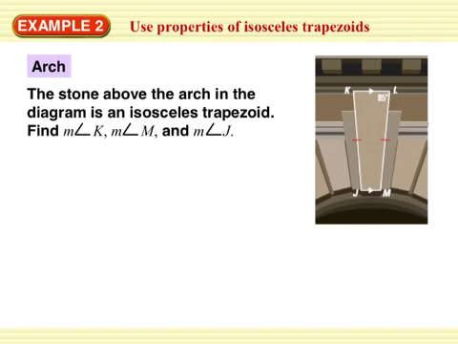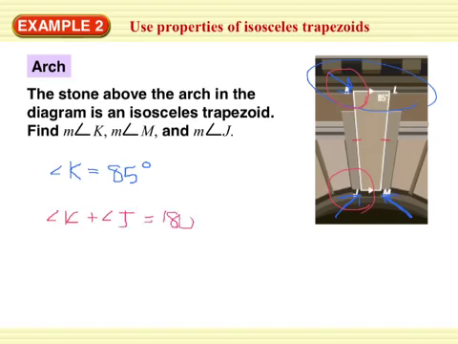Let's do an example. Arch. The stone above the arch in the diagram is an isosceles trapezoid. Find the measure of angle K, the measure of angle M, and the measure of angle J. Well, if it's an isosceles trapezoid, then the base angles are equal. So the measure of angle K equals the measure of angle L. And then we also know that K plus J is 180. So angle K plus angle J equals 180.